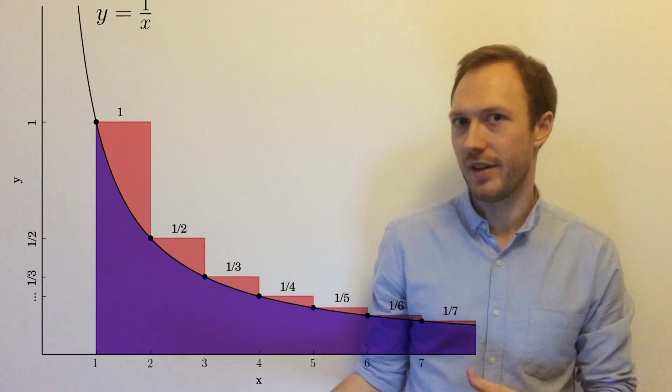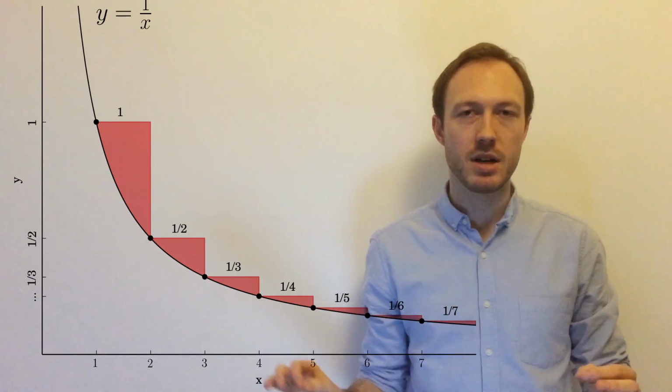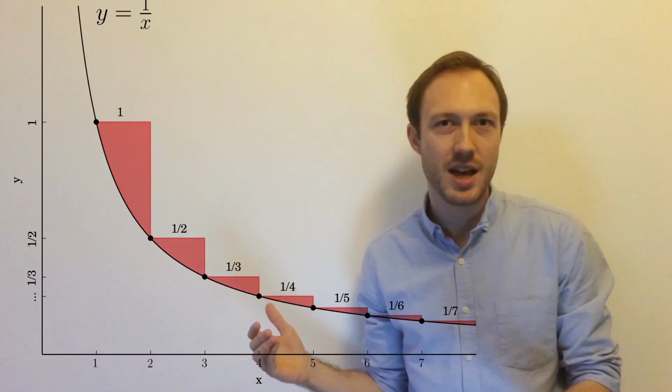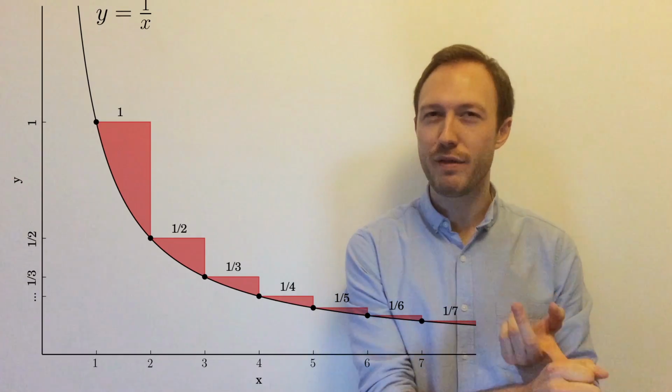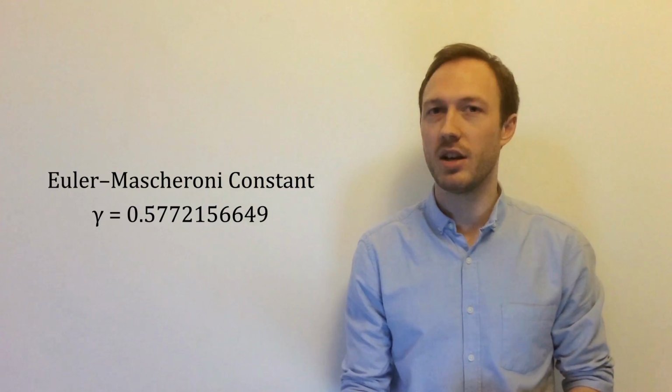In fact, they're both infinite. But what about all those little mismatches? Well, when we sum them up, these little mismatches represent the difference between these two areas. It turns out that this sum is actually finite. So the difference between one infinity and another infinity, in this case, is equal to a finite number, which is here known as the Euler Mascheroni constant.